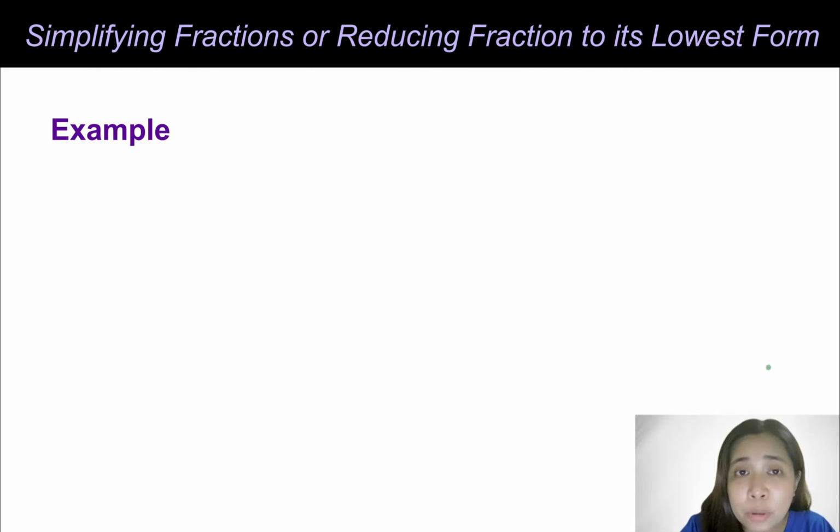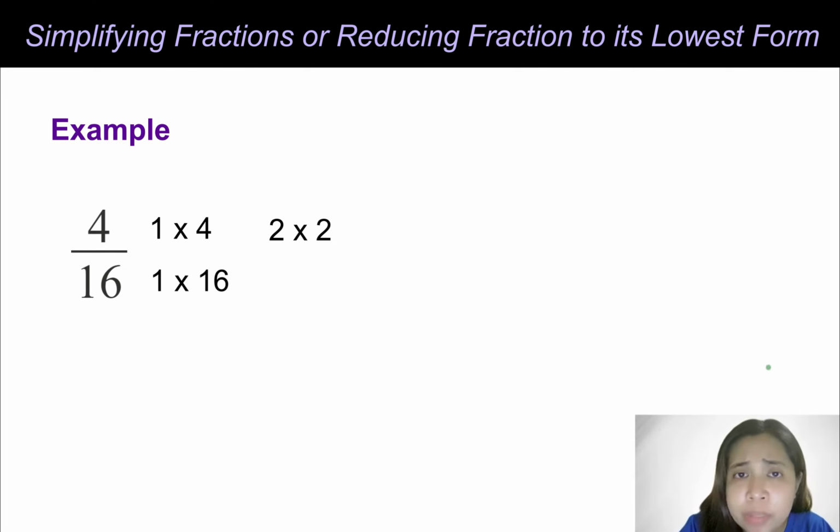So for example, 4/16. Unahin natin yung 4, yung numerator. Ilista natin yung kanyang mga factors. So we have 1 times 4 and 2 times 2. Sunod naman natin yung denominator natin na 16. So ano yung mga factors niyan? Meron tayong 1 times 16, and then we have 8 times 2 and 4 times 4.